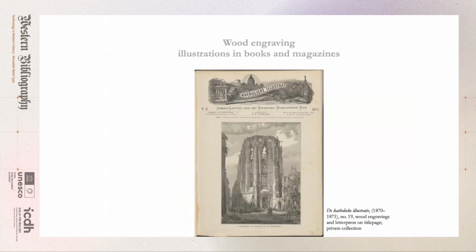Wood engraving became popular soon enough. It was suited for creating finely detailed designs, and the blocks could be printed in combination with letterpress text in editions of tens of thousands. This was perfect for the production of popular books and magazines that were published throughout the 19th century.